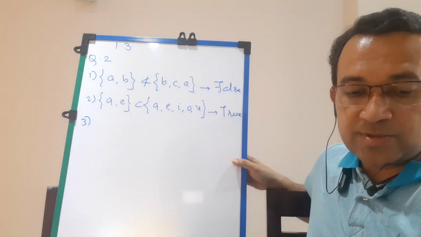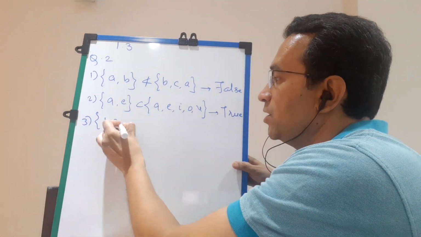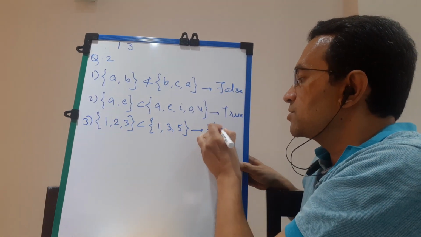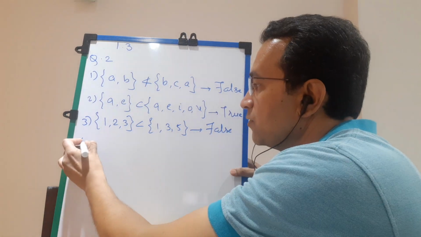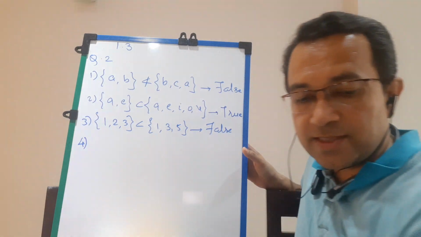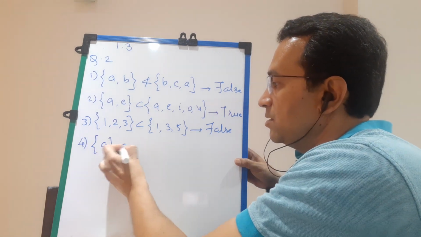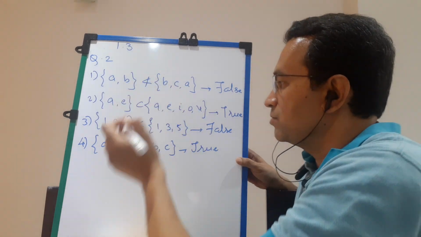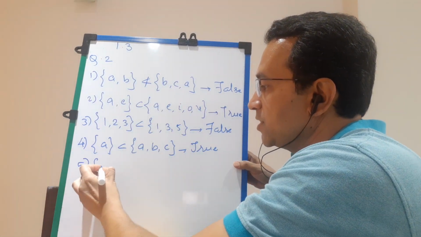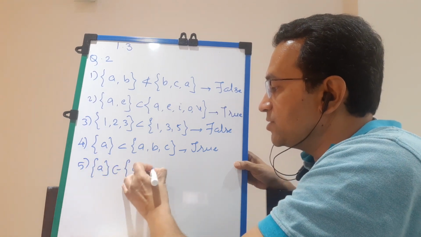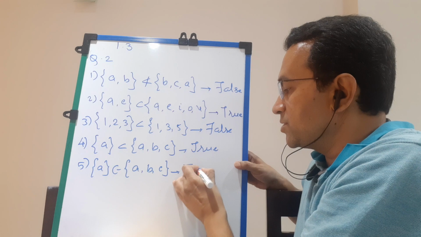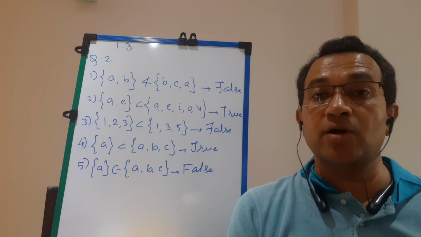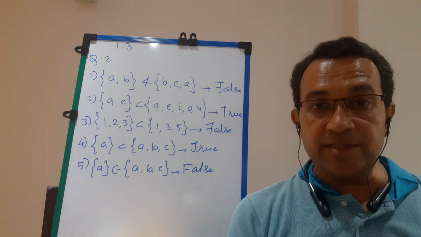Third, 1, 2, 3 subset of 1, 3, 5. Definitely false. Then, fourth, singleton set a subset of ABC. Of course, true. Then, fifth, singleton set A belongs to set ABC. This is 100% false because singleton set A is a subset of set ABC. It is not an element of set ABC.